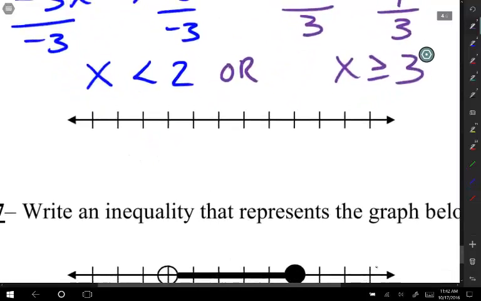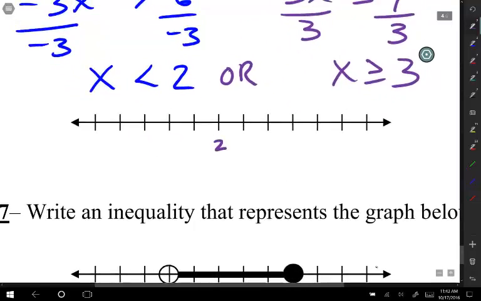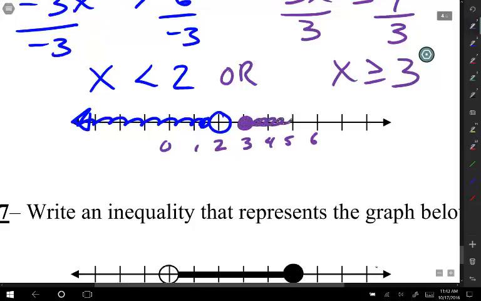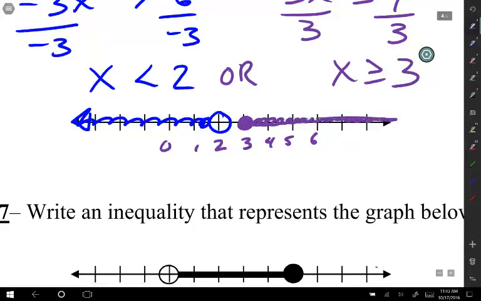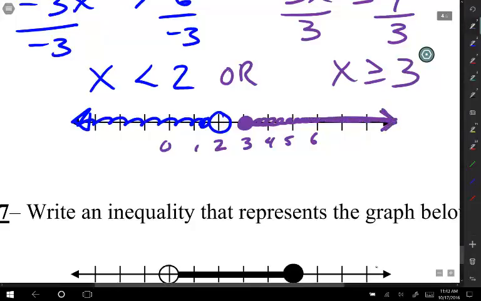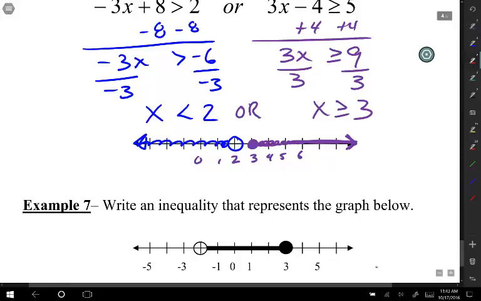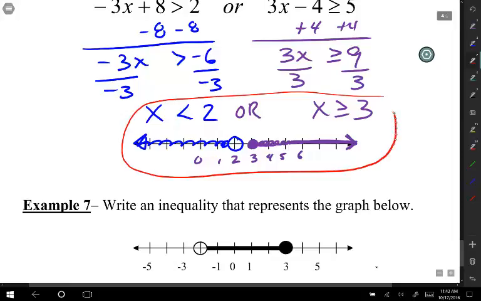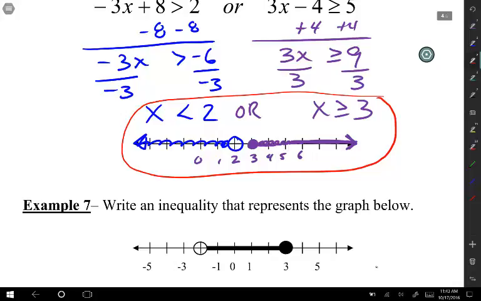All right. So I've got 0, 1, 2, 3, 4, 5, 6. The blue part was everything less than 2. The purple part was everything greater than or equal to 3. Did we connect our inequalities with the word or? We did. So there we go. Do I care that they cross? No, because this is a disjunction. It doesn't matter. It's either this one or that one.